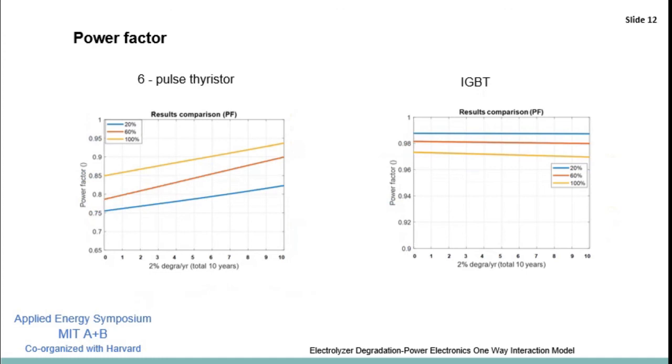For the AC side, we conducted the same research for power factors. As we can see for the 2% degradation rate system, the power factor for the 6-pulse thyristor, our current system, is increasing. But for the IGBT technology, there is a trend of decreasing.